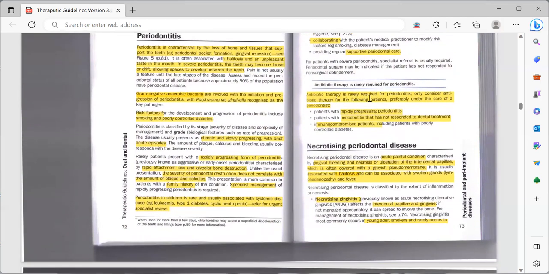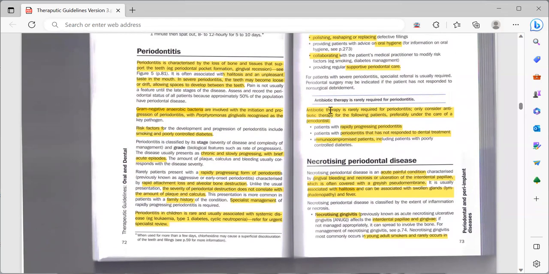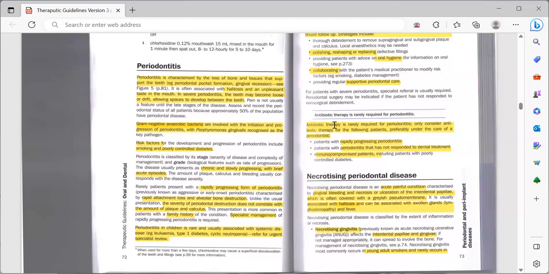And antibiotic therapy is rarely required for periodontitis. Only consider antibiotic therapy for the following patients, preferably under the care of a periodontist. So it is a very rare case that we prescribe antibiotics for periodontitis. Only in certain situations do they prescribe the antibiotic, which is also prescribed by the periodontist, the specialist. So in brief, you won't be prescribing any antibiotic to the patient in case of periodontitis.